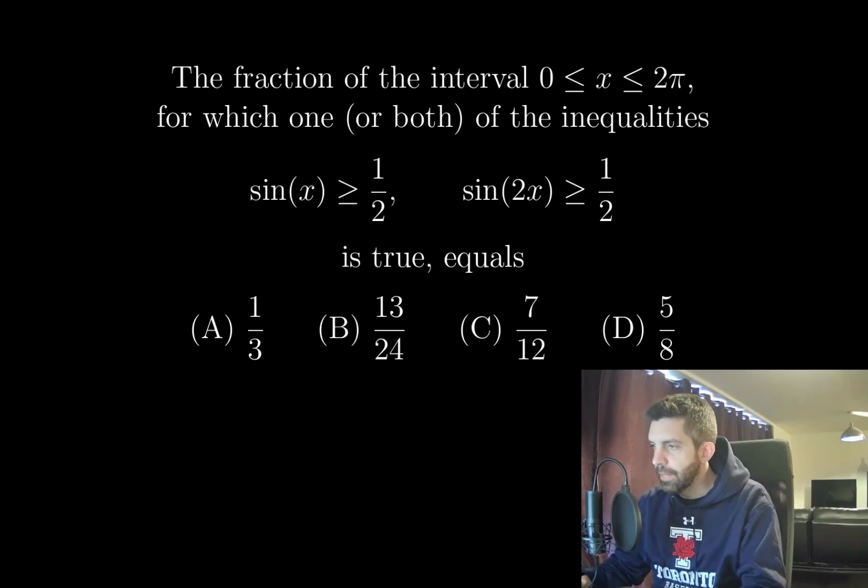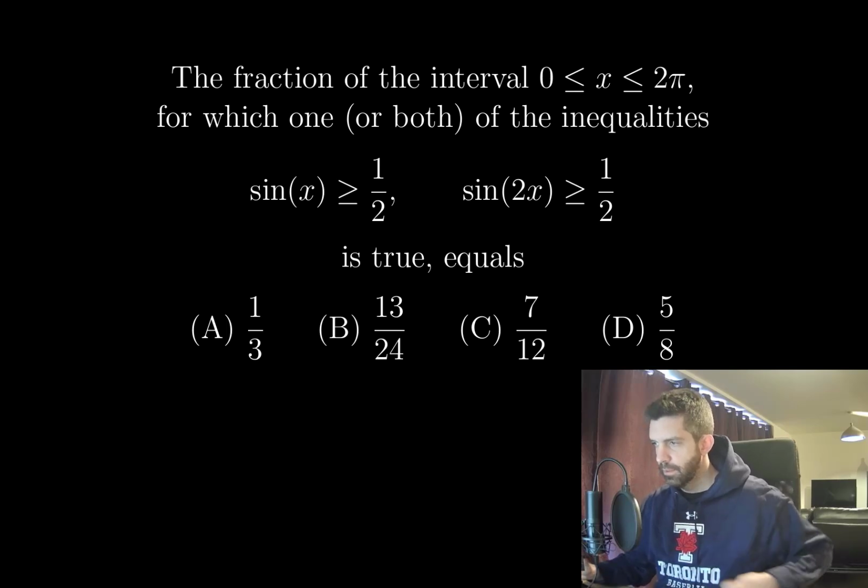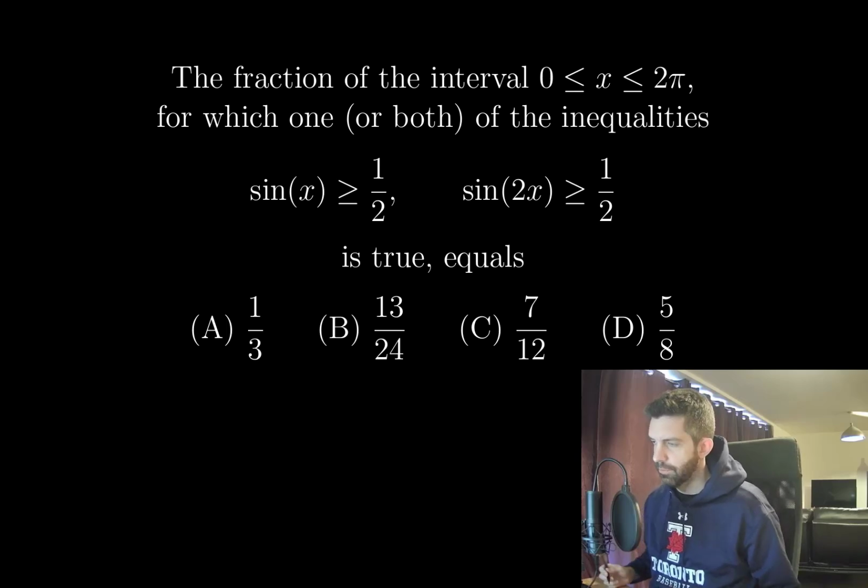Find the fraction on the interval 0 ≤ x ≤ 2π for which one or both of the inequalities sin x > 1/2, sin 2x > 1/2 is true: 1/3, 13/24, 7/12, or 5/8.